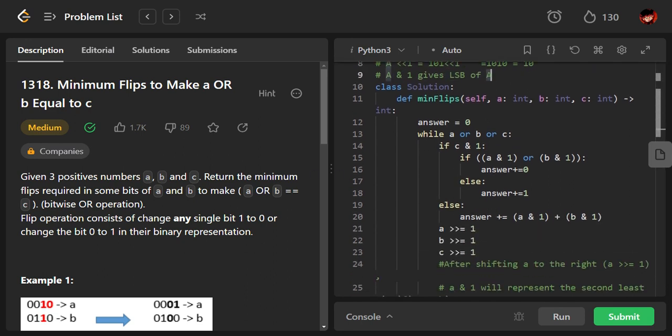So as they have mentioned, we are going to do A OR B, and we have to find which bits to change. Minimum flips required to make A OR B equal to C. So we're reverse engineering here. We'll start with C.